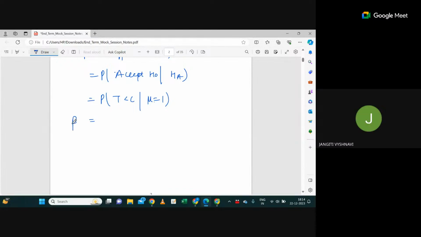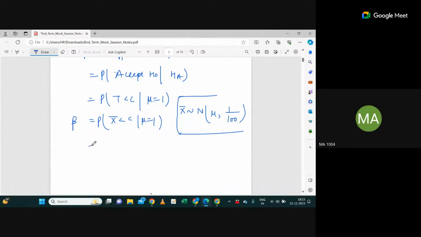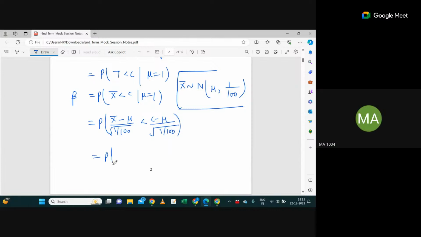So what is this T? T is nothing but X bar less than C, given that mu is equal to 1. And what is the distribution of X bar? It's normally distributed with mean mu and variance 1 by 100. So what is the next step? I have to convert to standard normal form. It will be X bar minus mu divided by the square root of 1 by 100, which is 1 by 10.